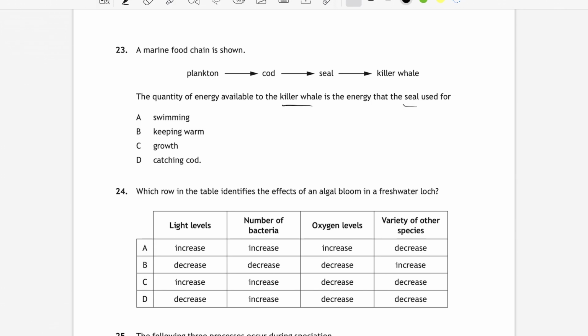Well, the seal's already burned some energy swimming, so it's not going to get that back. The seal is trying to keep warm. Okay, so that heat energy has dissipated into its environment. You're not going to get that back. You are definitely going to get some growth energy there. Catching cod energy? Nope, absolutely not. It's going to be gone. So it is the growth energy there. Okay, so it's the only energy that the seal used for growing and getting as big as it was to be eaten that the killer whale is going to be able to take in.